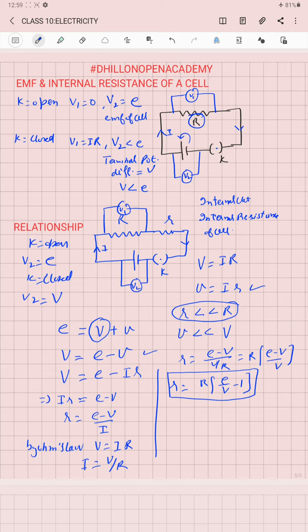The EMF of the cell, the electromotive force of the cell, depends upon two important factors. First, the nature of the electrode used, and second, the nature of the electrolyte used. So by using and controlling these two factors, the nature of electrodes and the nature of electrolyte used, we can also change the EMF of the cell. Remember, other than these two factors, no other factor is affecting the EMF value of a cell.